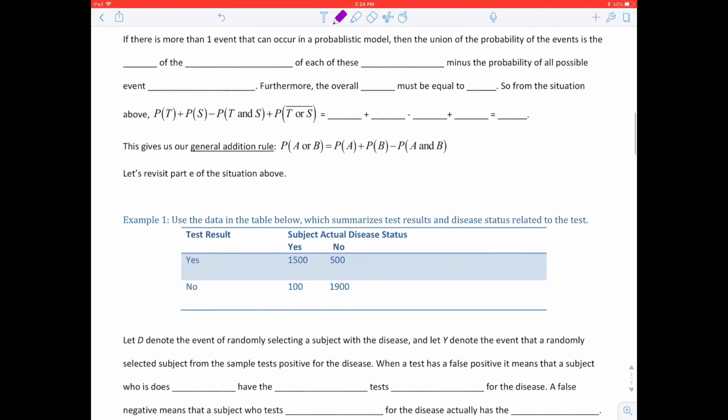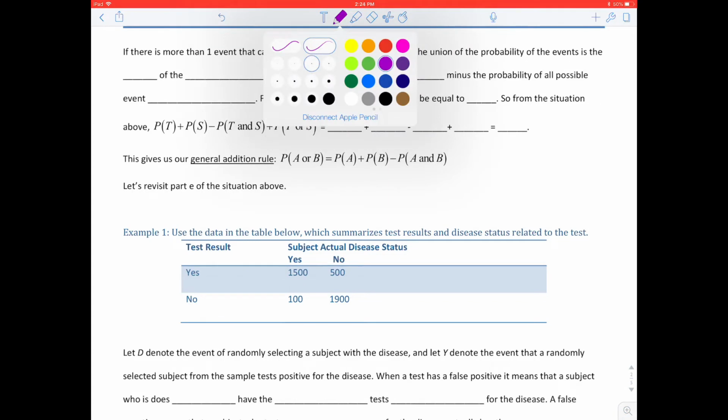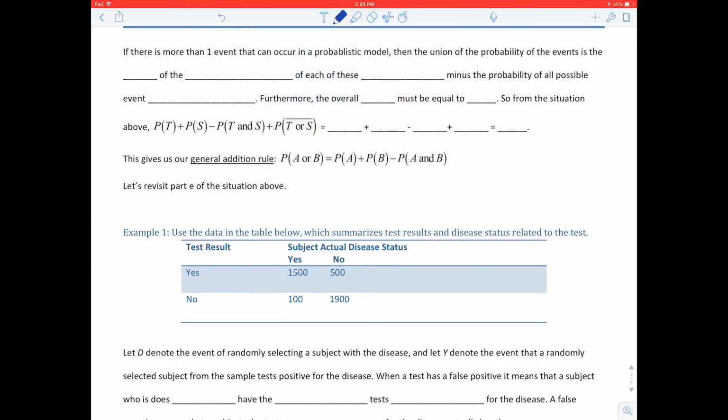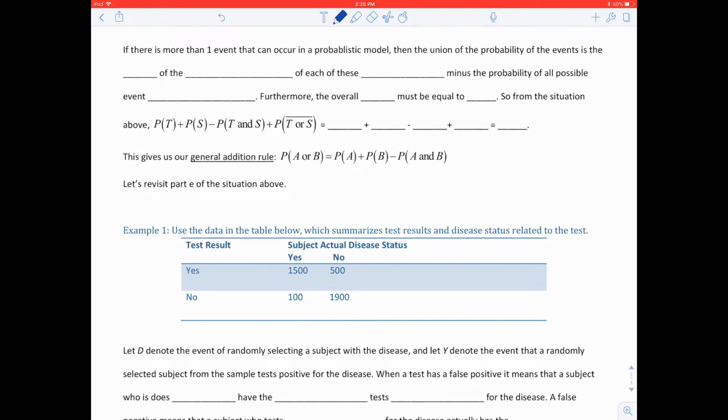Okay, now if there is more than one event that can occur in a probabilistic model, then the union of the probability of the events is the sum of the probabilities of each of these events minus the probability of all possible event intersections. Furthermore, the overall sum must be equal to 1.